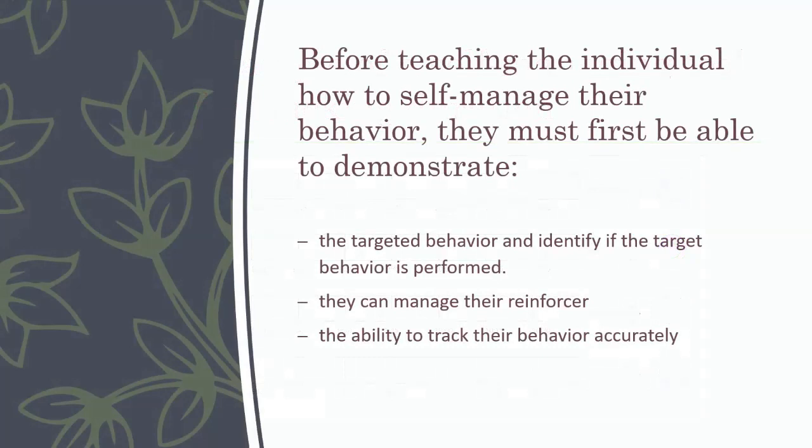So once we've identified the target behavior and the why, and the reinforcers have been identified and the self-management method has been created, it's time to start teaching the individual how to use the self-management system. The first step is to confirm that the individual knows exactly what the target behavior is and can demonstrate it when asked. They also need to demonstrate that they are able to track their behavior accurately every time, and that they can manage their reinforcer.